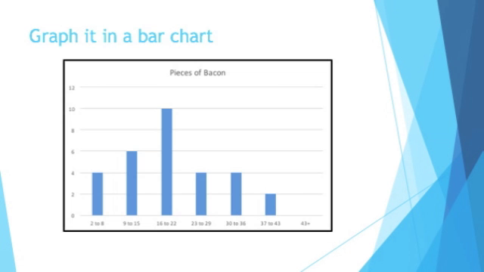Then graph your data into a bar chart. So total up the number of data points in each bin and put it into a bar chart using Excel or some other similar software. I'm not going to go into too much detail about this point because I'm just trying to explain where normal distribution comes from.